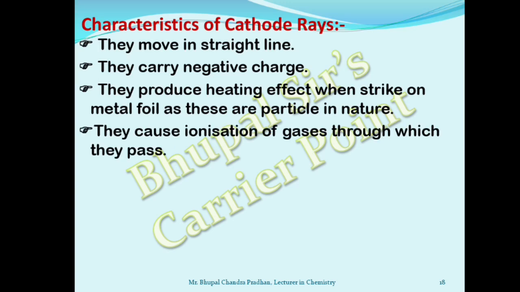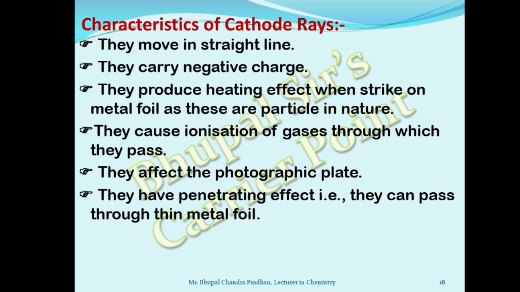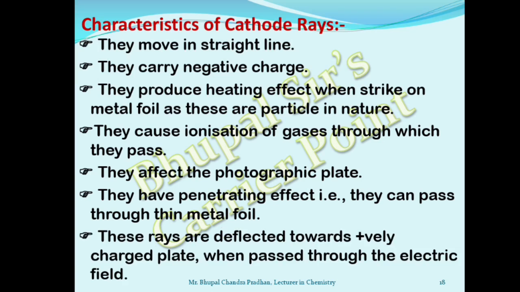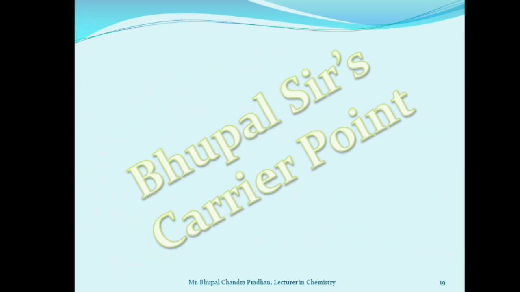They cause ionization of the gas through which they pass. They affect the photographic plate. They have penetrating effect. They can pass through thin metal foil. These rays are deflected towards the positively charged plate when passed through an electric field. These are the different characteristics of the cathode rays.